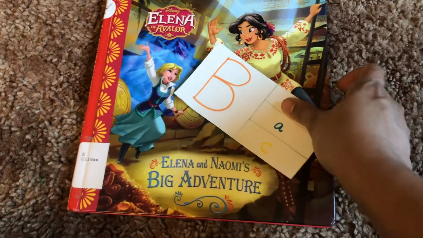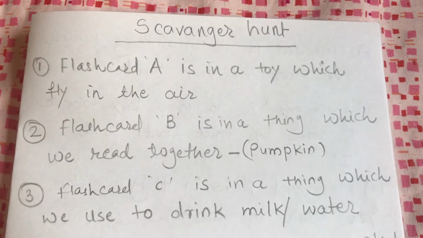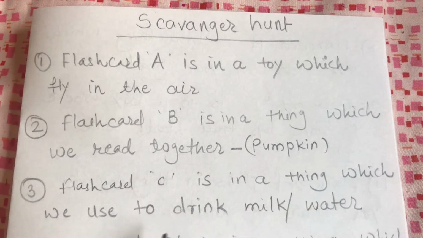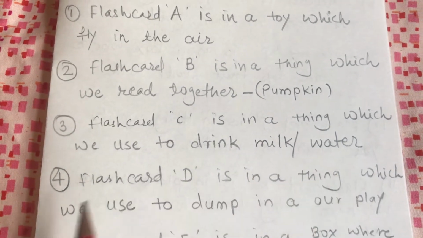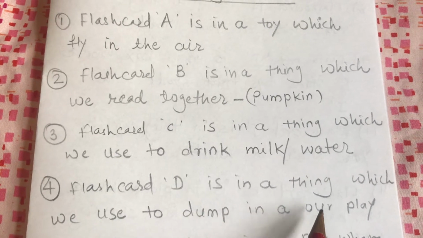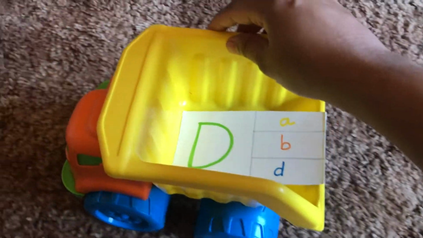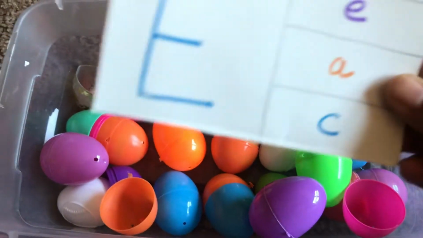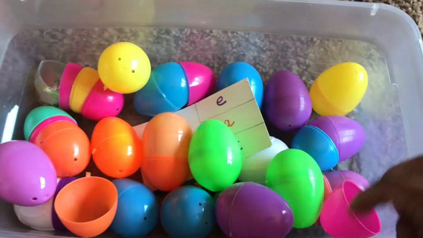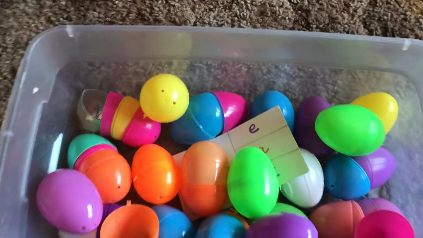For letter B, I wrote flashcard B is in a thing which we read together. For flashcard C, I wrote C is in a thing which we use to drink milk or water. Here I mean a cup. The kids have to find the flashcard C near a cup or inside the cup. Flashcard D is in a thing which we use to dump in our toy plate, so it is a dump truck. Flashcard E is in a box where I store Easter eggs. Flashcard F is in a box which has a toy used for blowing air, so that means fan.